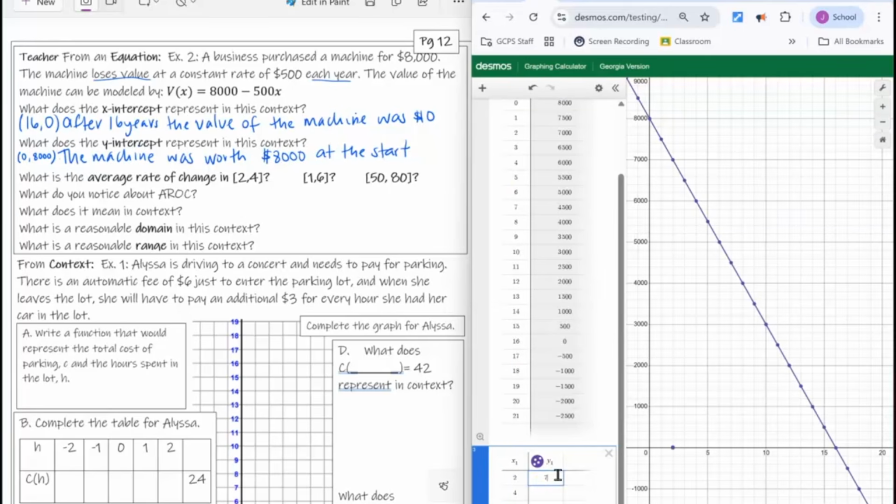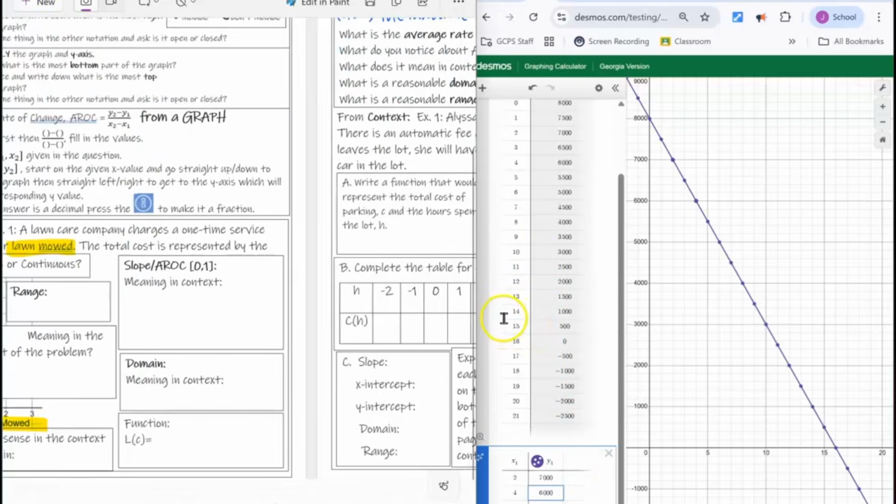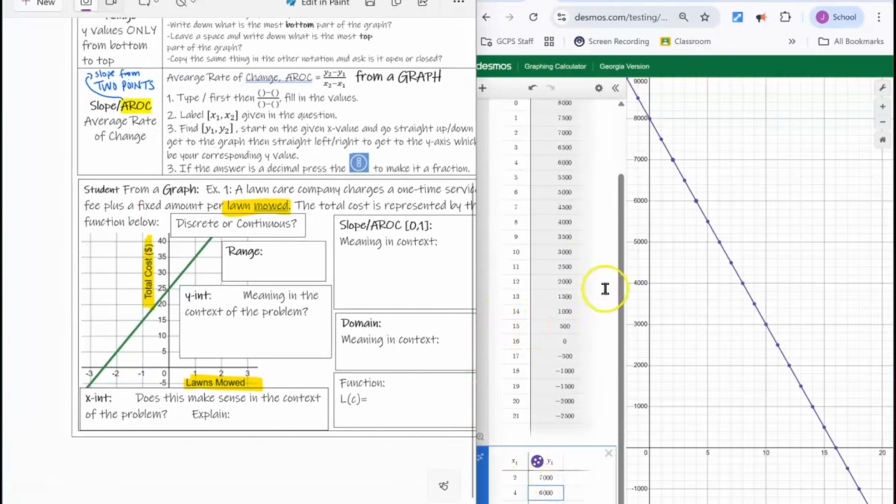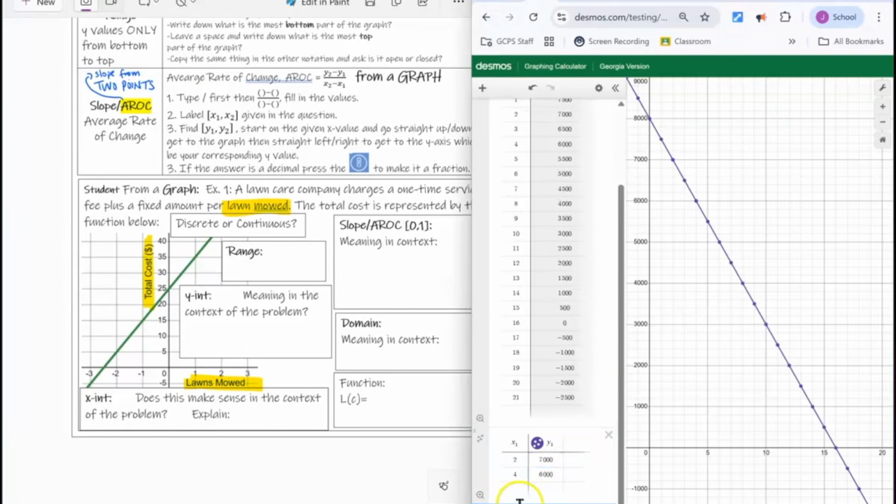So I'm going to put 7,000. And 4 is 6,000. Now you might say, well, Miss Amy, I don't have a table in decimals like you do. And you're right, you don't. So what can you do? You can put in some values. You can input some values of just what you're looking for. Can you see what 0 is on the graph? Can you see what 1 is on the graph? And then you have your 2 points.